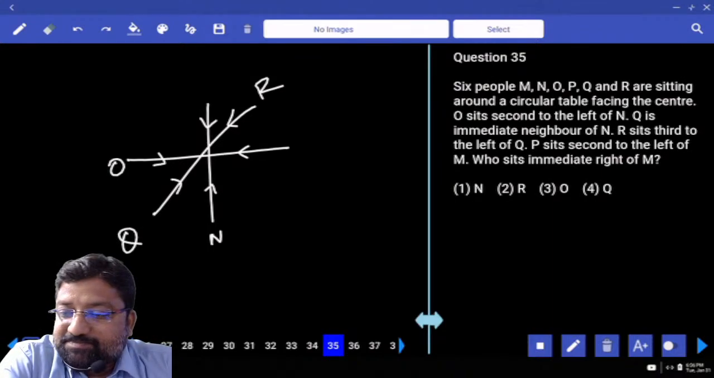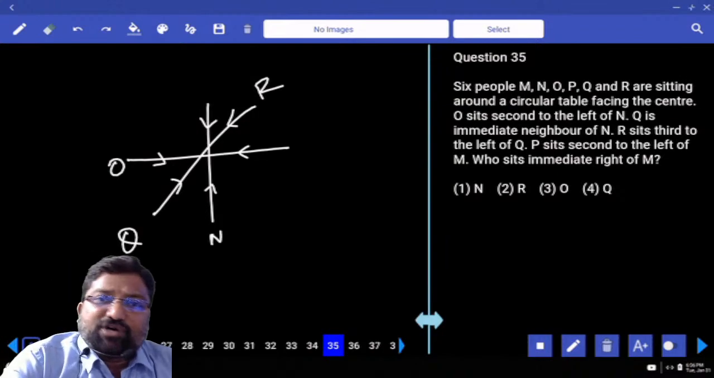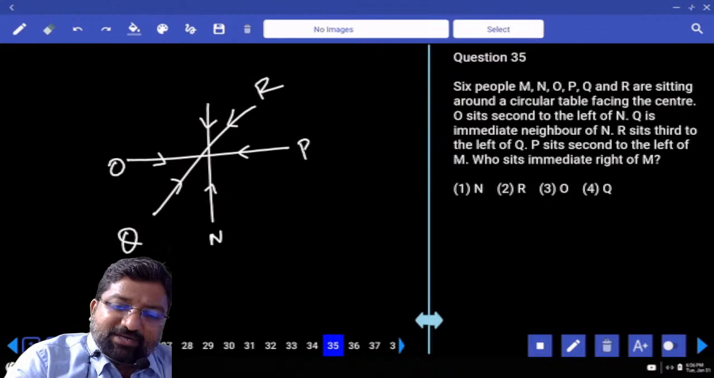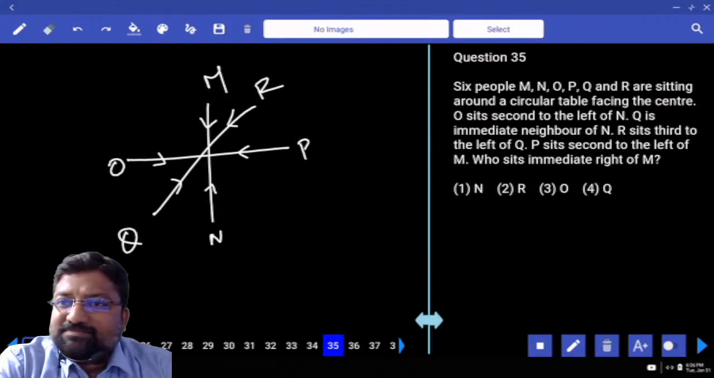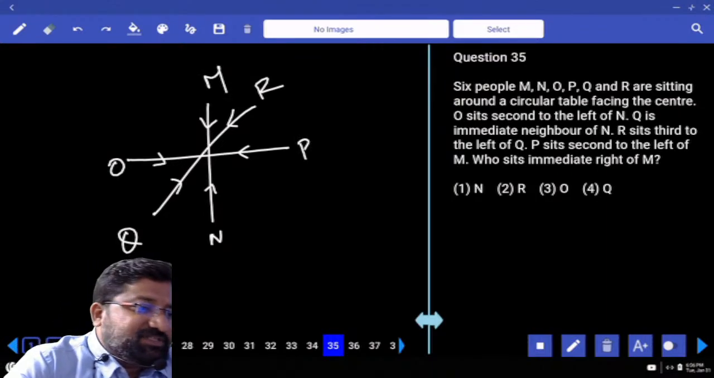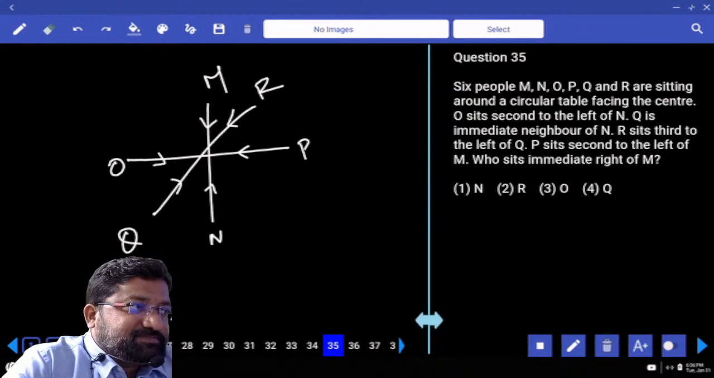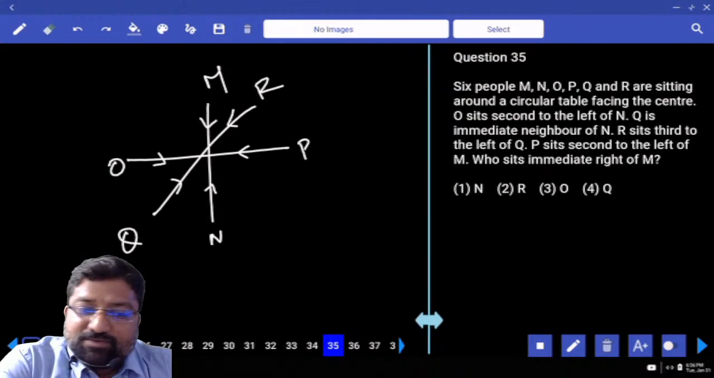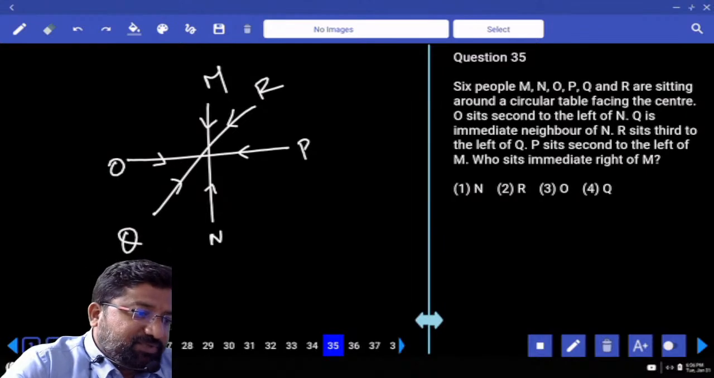P sits second to the left of M. M sits second to the right of P, because everybody is facing the same direction. What's the point here? Who sits to the immediate right of M?